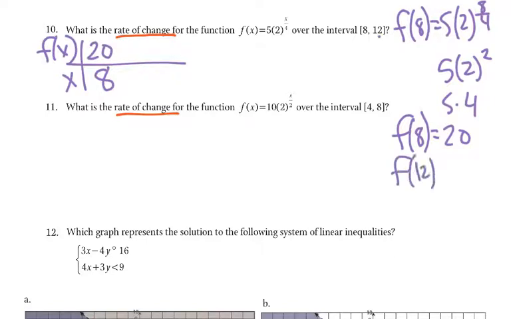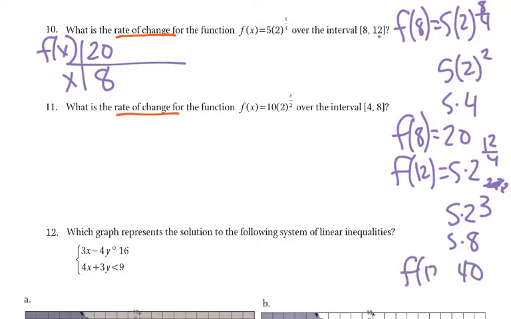So f of 12 equals 5 times 2 to the 12 over 4. Well, 12 over 4 is 3, so 5 times 2 to the third. 2 to the third is 2 times 2 times 2, so that would be 4 times 2 is 8. 5 times 8 gives us 40. So f of 12 equals 40. Now we want to find our rate of change, which is the change in the y value over the change in the x value, or the f of x value.